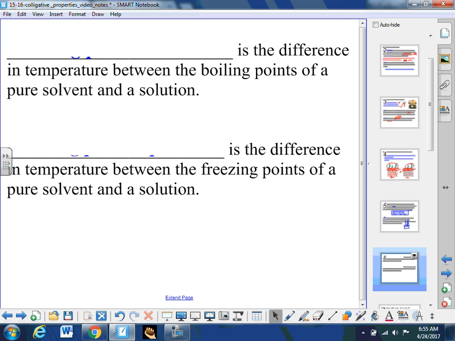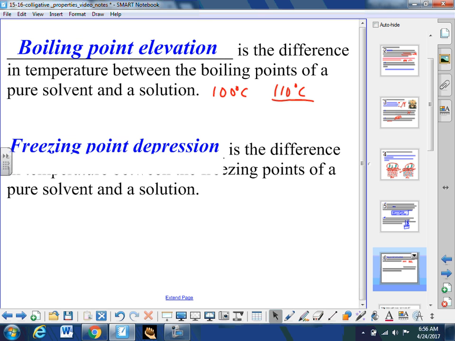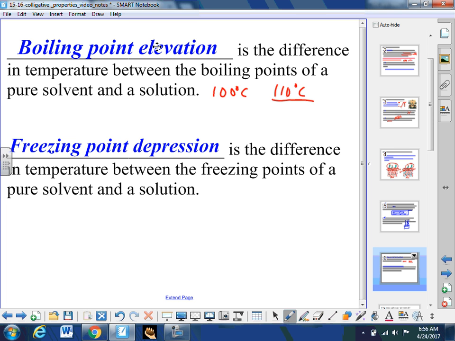A couple of definitions. The boiling point elevation is the difference in temperature between the boiling point of a pure solvent and a solution. So water boils at 100 degrees Celsius, that's a pure solvent. If we make a solution that boils at 110 degrees Celsius, we would say that the boiling point elevation is 10 degrees. And freezing point depression is simply how much the freezing point of a pure solvent goes down when it is converted to a solution.